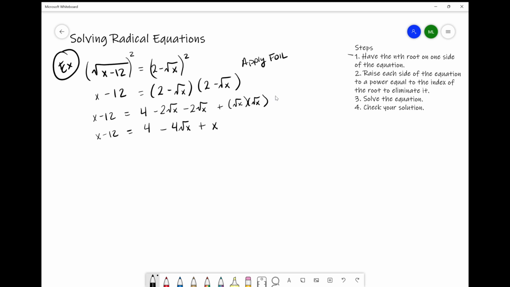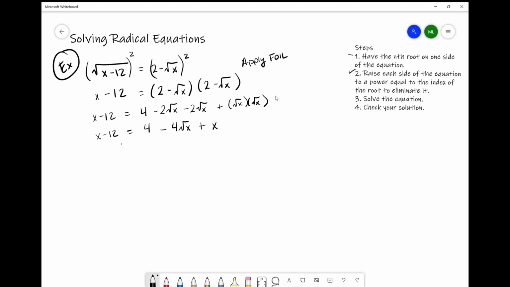Okay, and then at this point, we did step 2. Now step 3, solve the equation. So let's continue to solve this equation the best we can. But look here, you still have a radical, but it's in the middle. It's 4 root x. So our goal is to isolate that and get that radical all by itself.